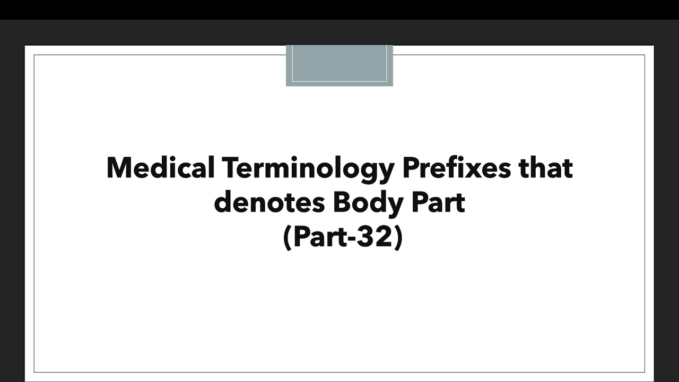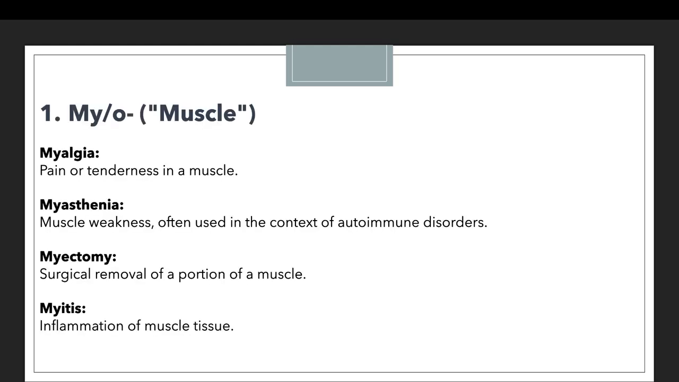So let's see the first prefix we have. The first prefix is my or myo, which is mainly used to discuss the muscle. Now, there might be a question from viewers: we have already discussed a prefix related to muscle. Yes, you are right, but as I told you earlier, there are various alternatives for one particular thing. For muscles there are different types of alternative prefixes as well, so we should know each and every prefix which we can use to denote the muscle.